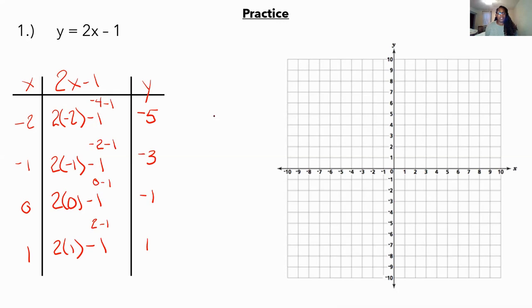So my ordered pairs are -2, -5, -1, -3, 0, -1, and 1, 1. So starting at the origin, go to the left 2, down 5, plot my point. Go to -1, down 3, plot my point. You got 0, down 1, plot my point. And then you go to the right one and up one, plot my point. So hopefully you're seeing. I'm going to try to draw as straight as I can.